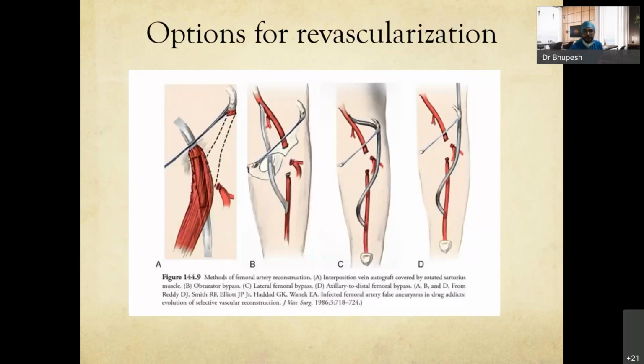These are the four approaches. First, the most common, is the interposition vein graft. The second one is the obturator bypass. The third one is the lateral femoral bypass, and the fourth one is the extra-anatomical axillary to distal femoral bypass.